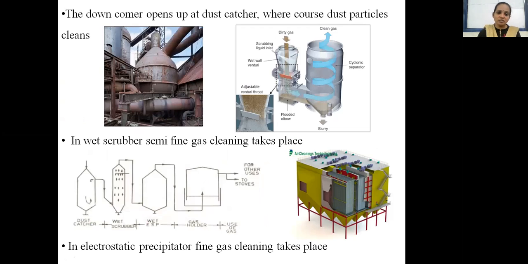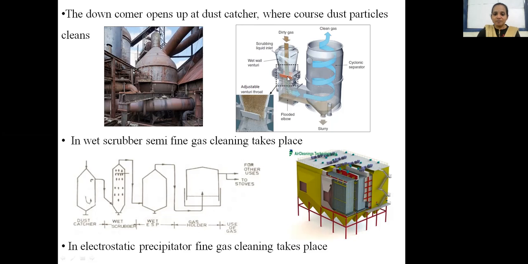You can see the picture of the dust catcher, how it is assembled in the industries. This is how the dust catcher looks. The downcomer opens up at the dust catcher where coarse dust particles are cleansed. The coarse dust particles present in the gases are collected here and coarse cleaning of the gas takes place. Later, the coarse cleaned gas next moves to the wet scrubber.